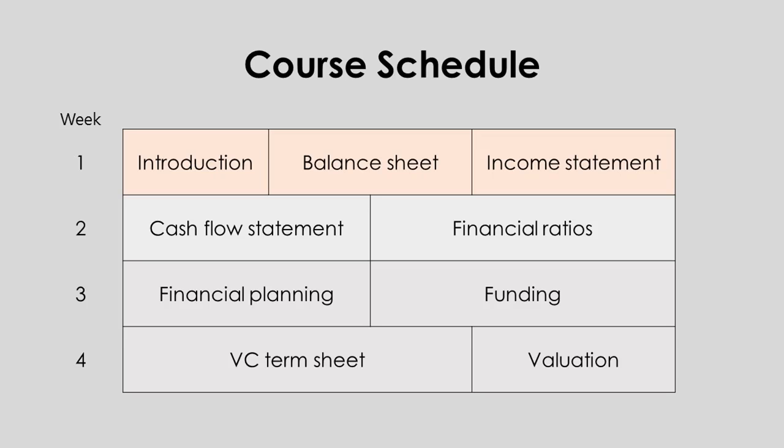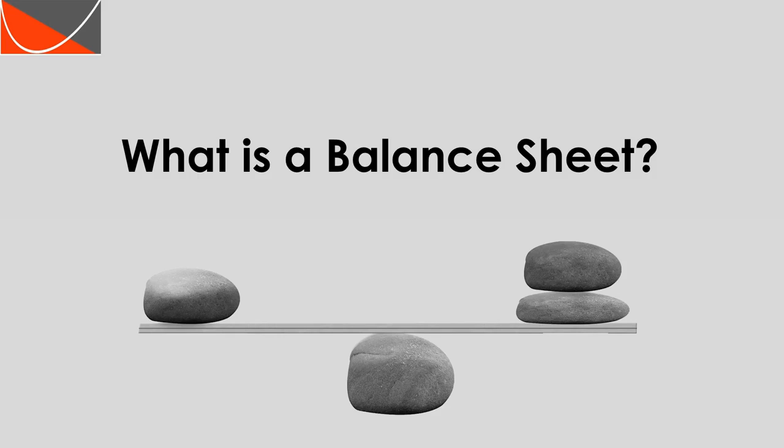This slide shows the course schedule. This week, after this short introduction, we will talk about balance sheet and income statement. Next week, we will learn about a cash flow statement and financial ratios. In the third week, we will do financial planning and begin to talk about funding. In the fourth week, we will talk about the venture capital term sheet and company valuation methods.